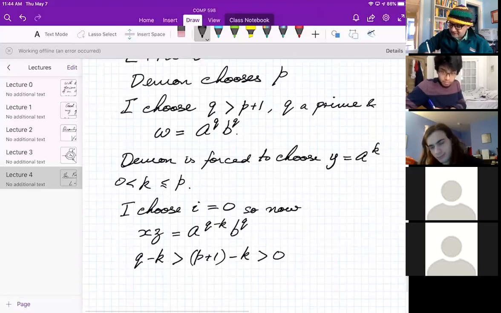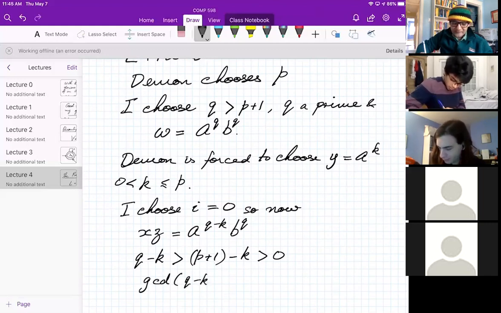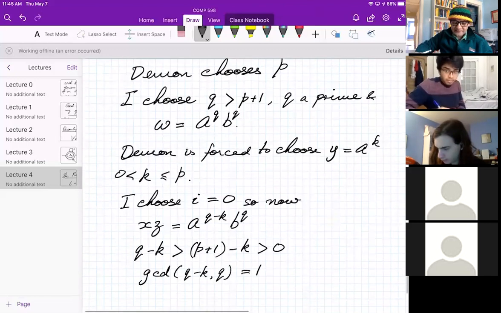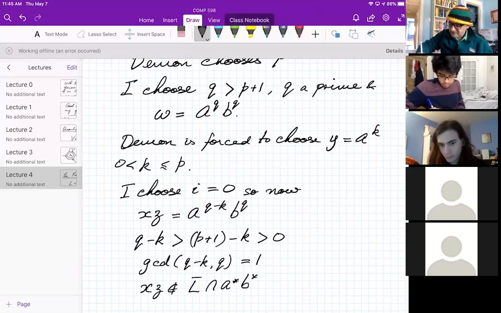So GCD of Q minus K and Q indeed equals 1 because Q is a prime. Hence, XZ is not in L complement intersection A star B star. So L is not regular.